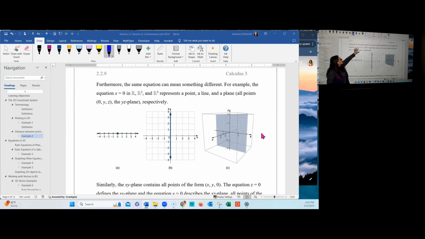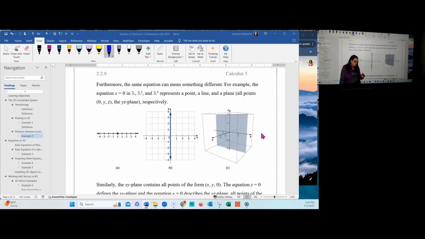Let's take a look at the equation x equals 0, which is pretty straightforward. In R1, which is just a single number line, that becomes a point. So x equals 0 represents a point, just 1 point. If we're in R2, the two-dimensional space, then x equals 0 corresponds to the y-axis, this line where x coordinate is always 0.